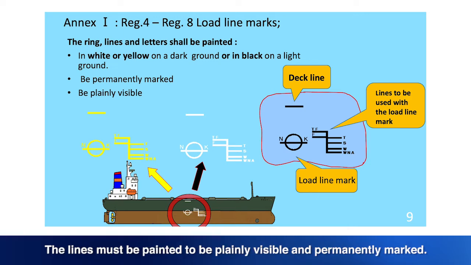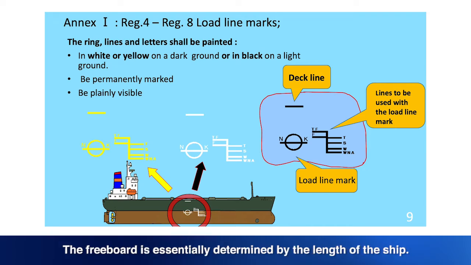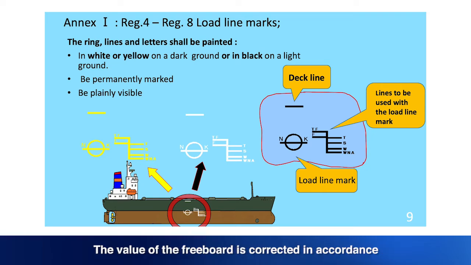The lines must be painted to be plainly visible and permanently marked. The freeboard is essentially determined by the length of the ship. The value of the freeboard is corrected in accordance with the individual features of the ship's hull, such as its shear, superstructures, trunks, and so on.